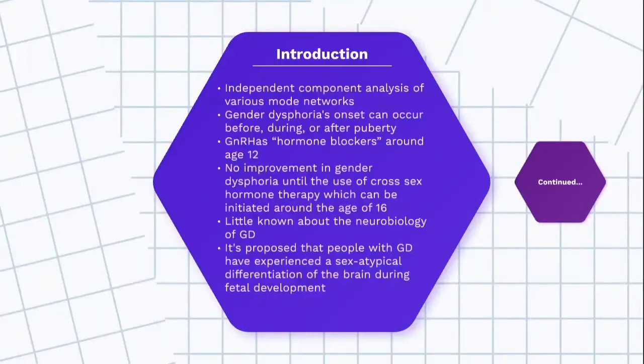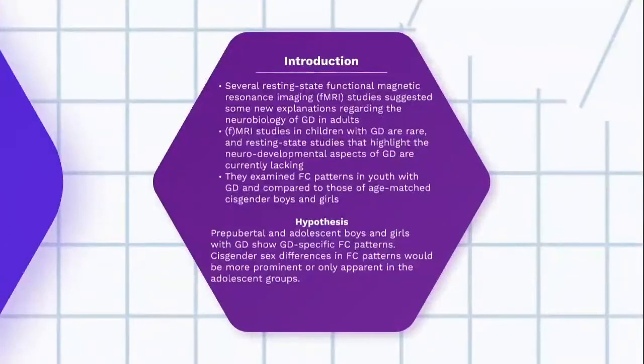Recently, several resting state functional magnetic resonance imaging studies, or fMRI studies, which examined functionally integrated relationships among spatially distributed brain regions, also called functional connectivity, or FC, suggested some new explanations regarding the neurobiology of GD in adults. While resting state fMRI studies in adults with GD have received increasing attention, fMRI studies in children with GD are rare, and resting state studies that highlight the neurodevelopmental aspects of GD are currently lacking.